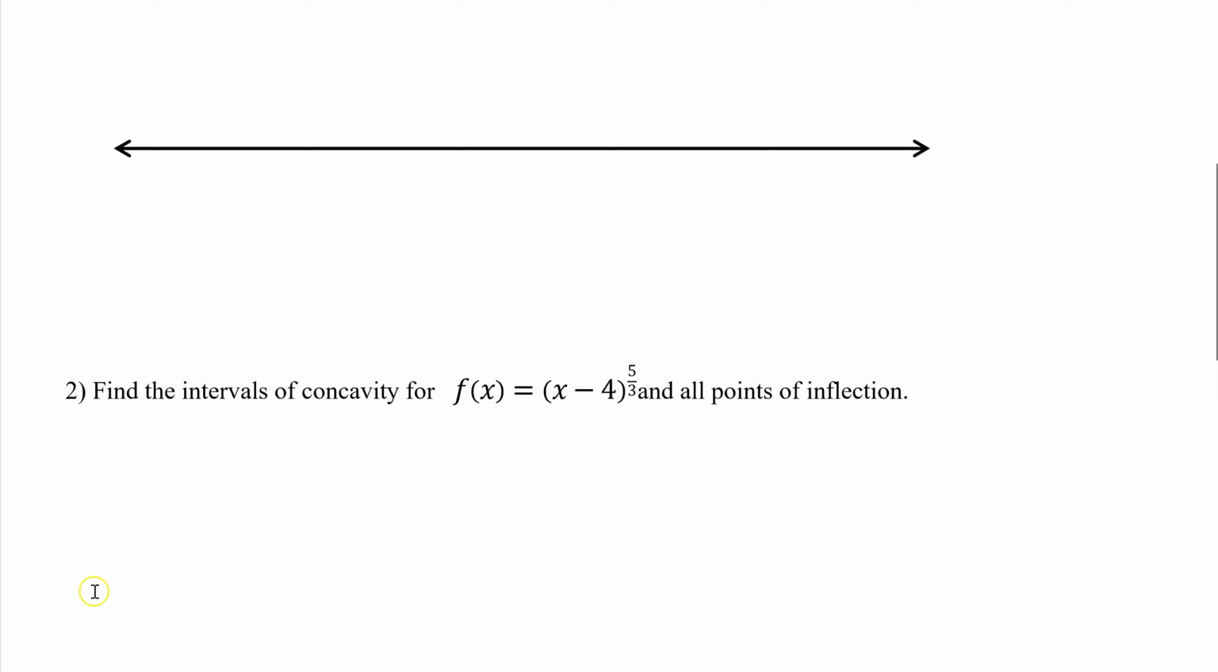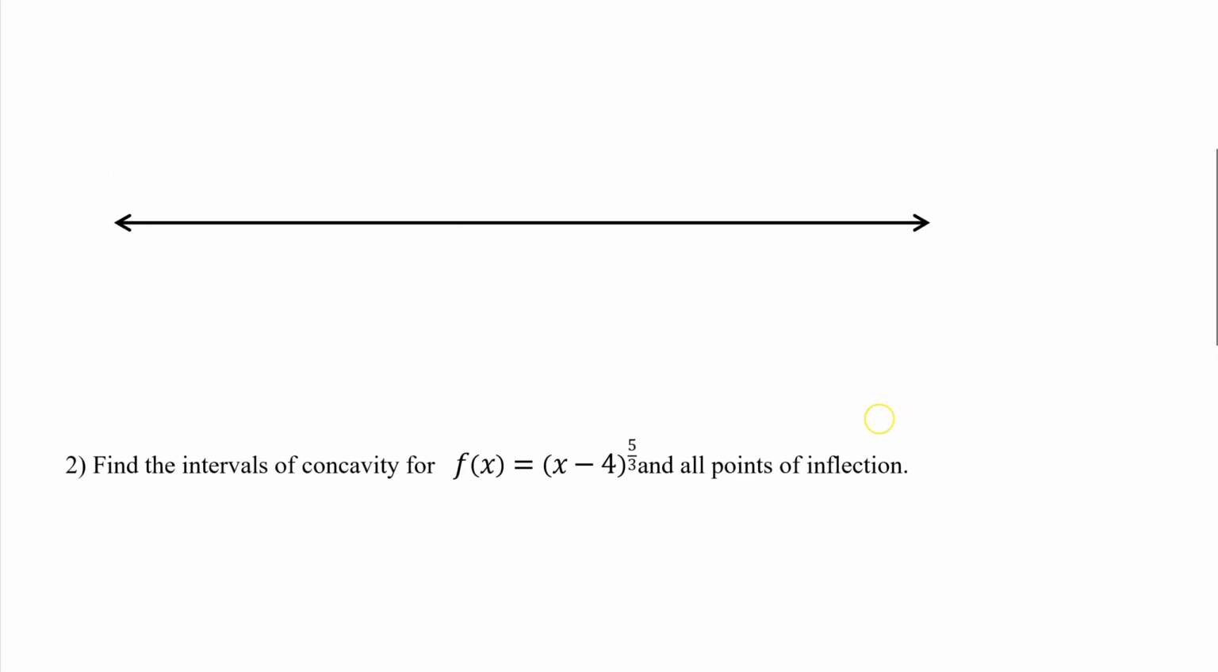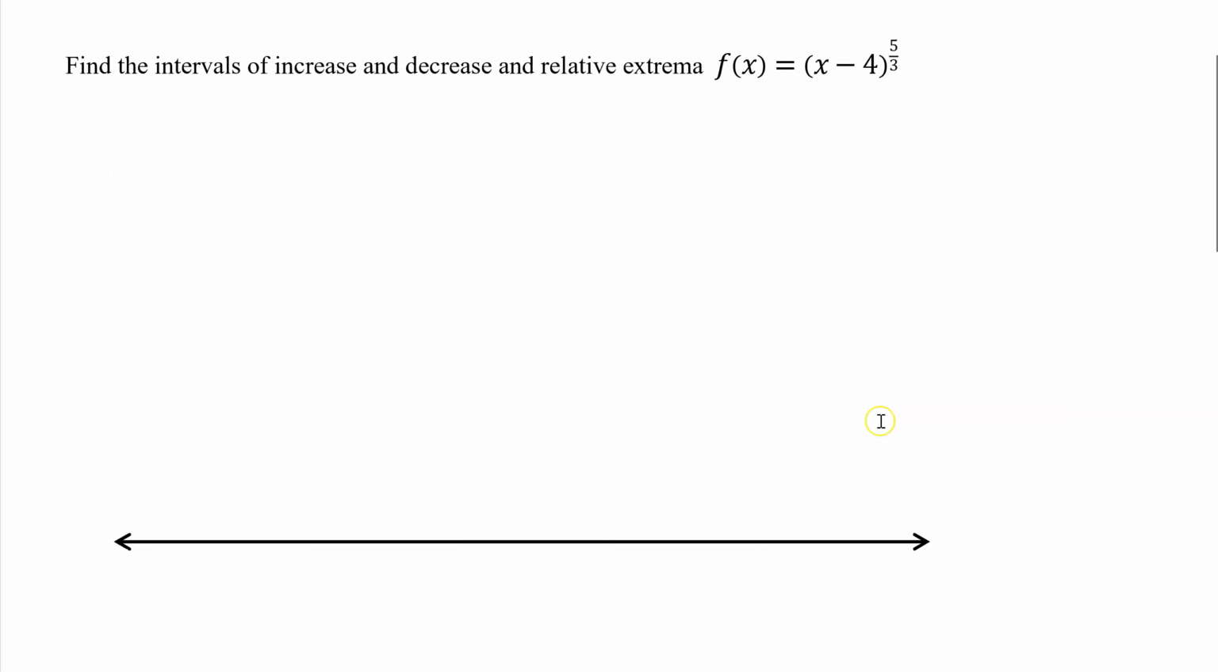This is a quick example, just to have another one, of intervals of concavity and points of inflection. But again, we're going to start with intervals of increase and decrease because we've got to find the first derivative anyways, so why not show the connection? So, first derivative, we have to use chain rule. So 5/3 (x − 4)^(2/3), and then the derivative of x − 4 would be 1, so we don't need it. Okay, so now we would set this equal to 0, and we get x equals 4.